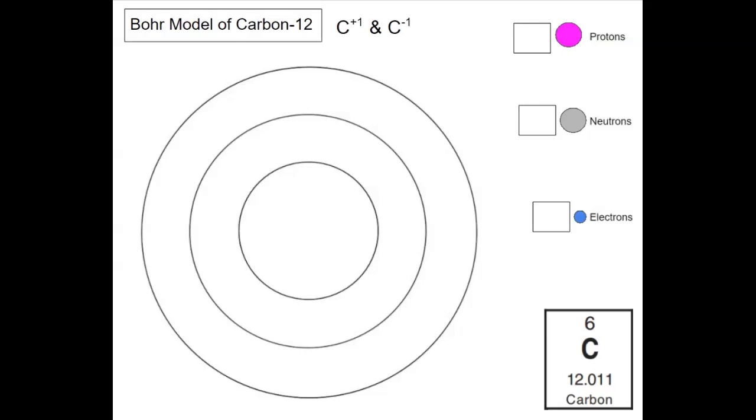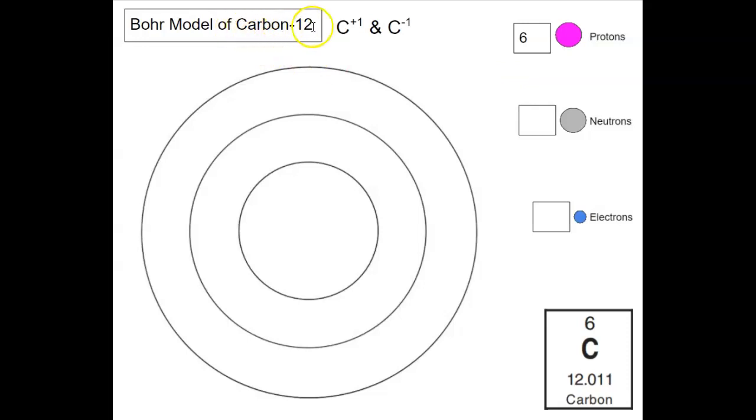To create the Bohr model of carbon-12, first we need to identify how many protons, neutrons, and electrons a carbon-12 has. Remember that the 12 is the mass number, and if we look on the periodic table, we can get the atomic number, which is 6. The atomic number tells us the number of protons.